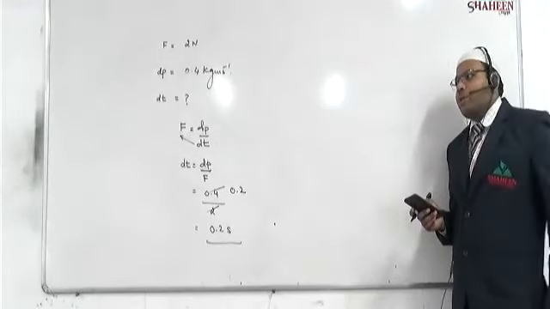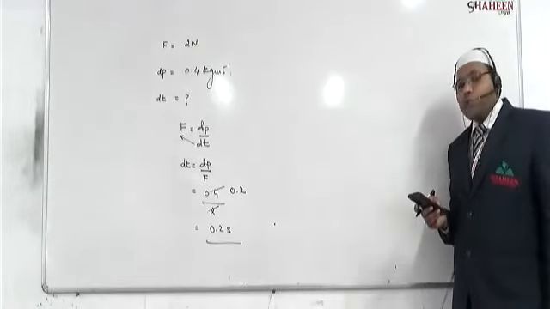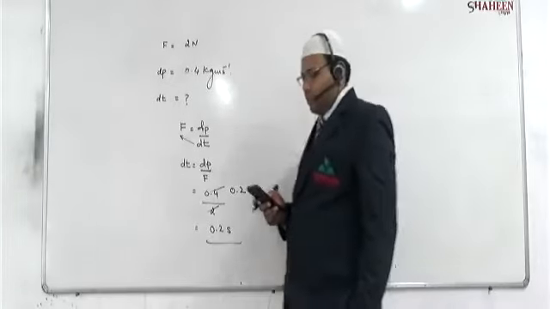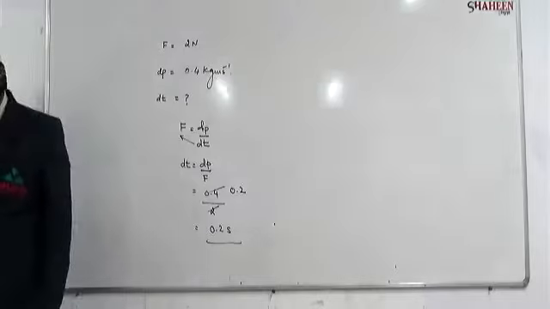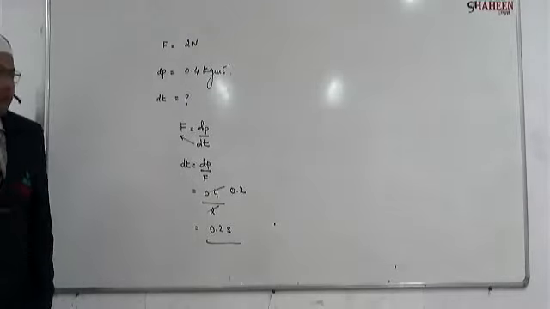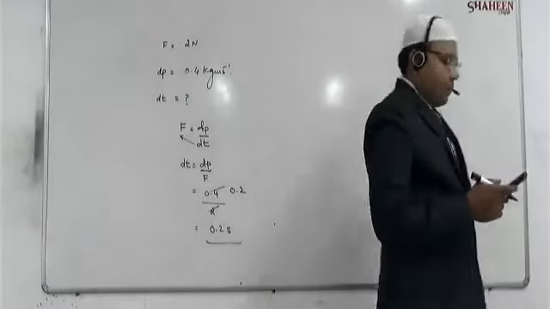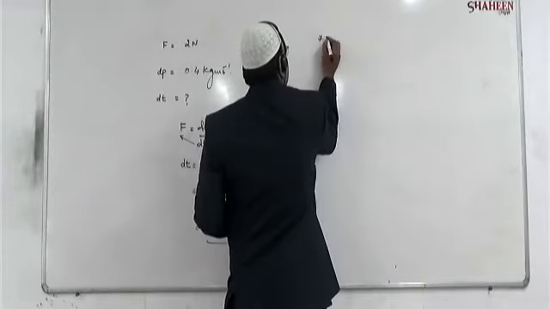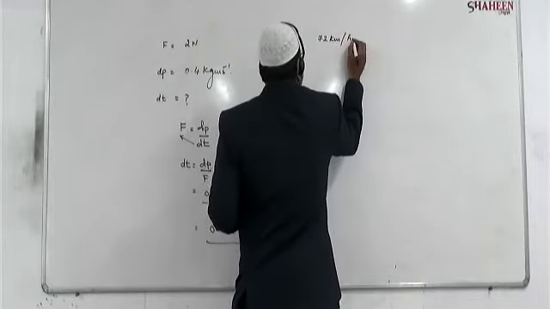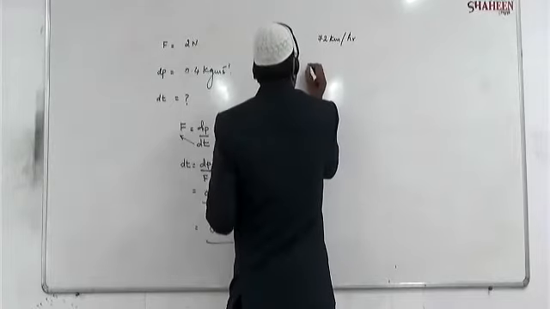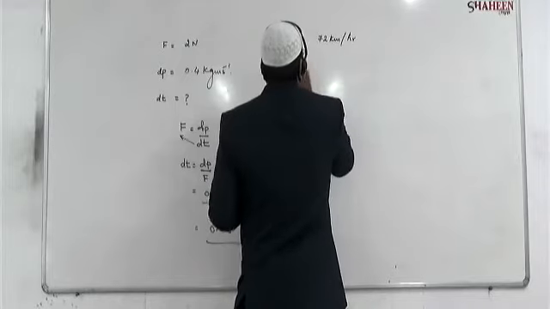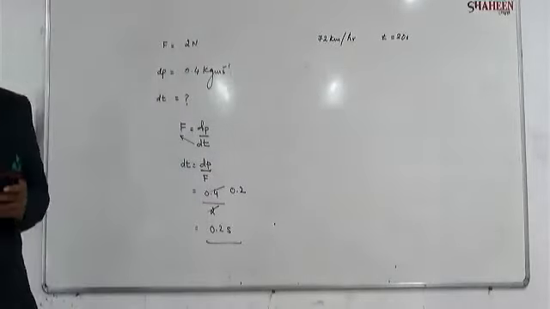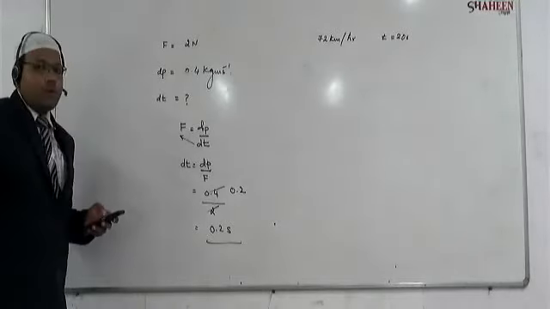I think it's over. So, next. A bus accelerates uniformly from rest and acquires a speed of 72 kilometers per hour in 20 seconds. The acceleration of the bus is.